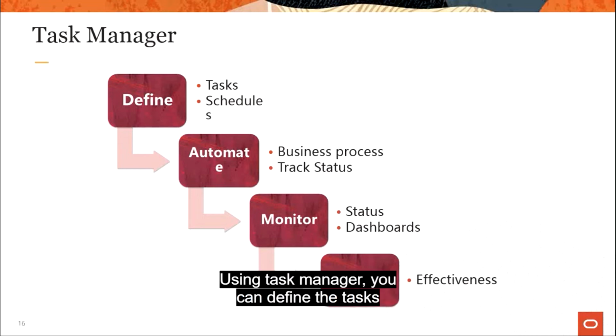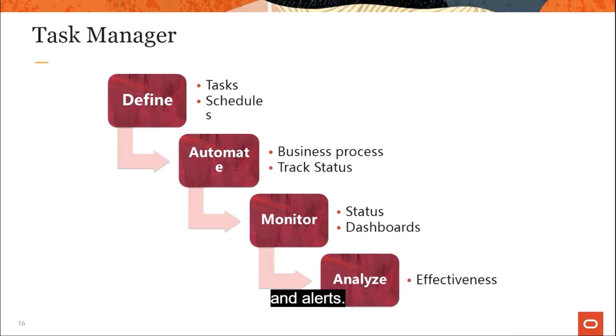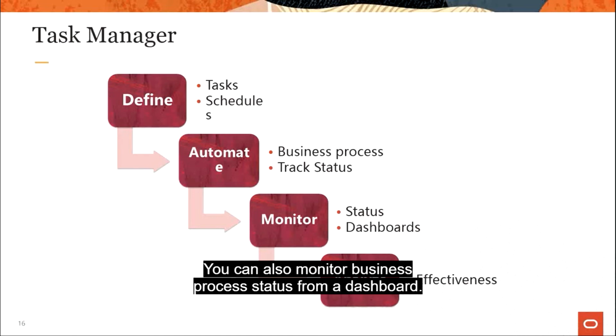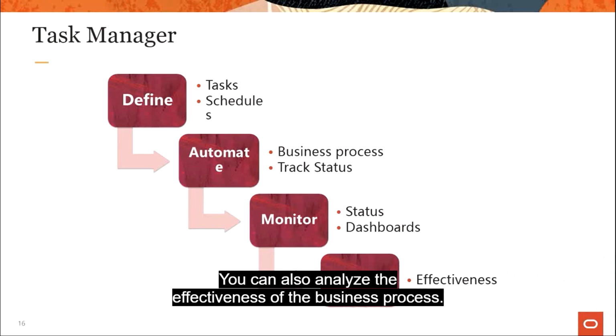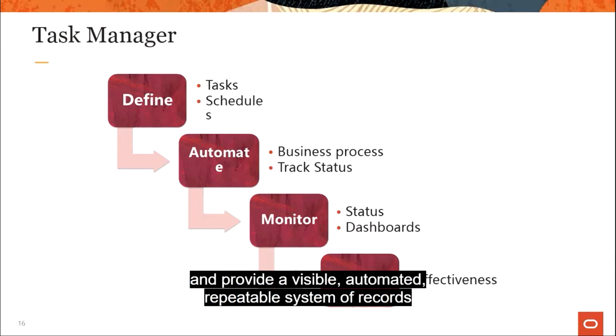Using Task Manager, you can define the tasks and schedule to ensure the most efficient task flow. Automate the business process, track status, and provide notifications and alerts. Notify users by email for delinquencies, due dates, and status changes. You can also monitor business process status from a dashboard. You can act quickly to fix errors and delays. You can also analyze the effectiveness of the business process. So Task Manager provides centralized monitoring of all tasks and provides a visible, automated, repeatable system of record for running a business process.